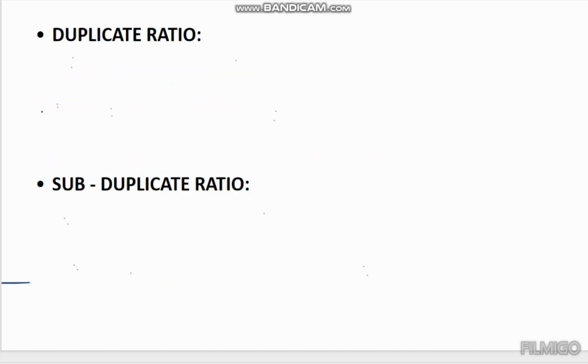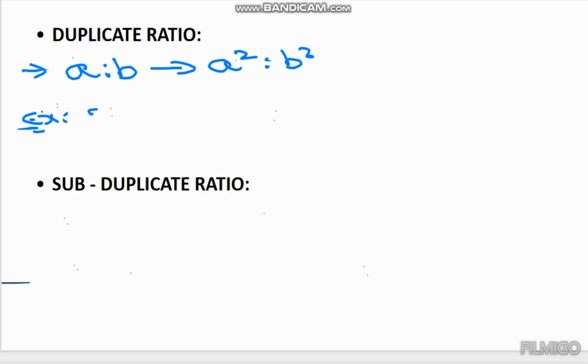So there are certain types of ratios. Let us know what they are. Duplicate ratio. The duplicate ratio of A is to B can be represented as A square is to B square. Example, the duplicate ratio of 2 is to 3 can be represented as 4 is to 9.